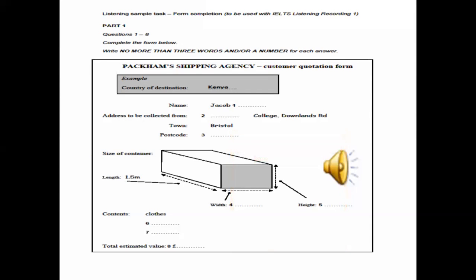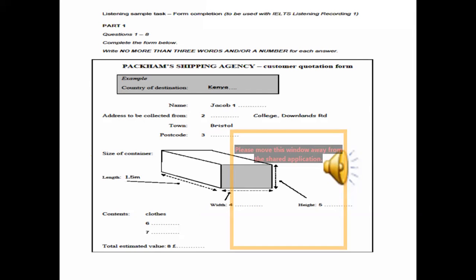And the sixth one, clothes, books and toys. Very good. And the last one, how much? 1,700 pounds. Correct. Okay, fantastic. So those who have done one or two mistakes, please be careful.